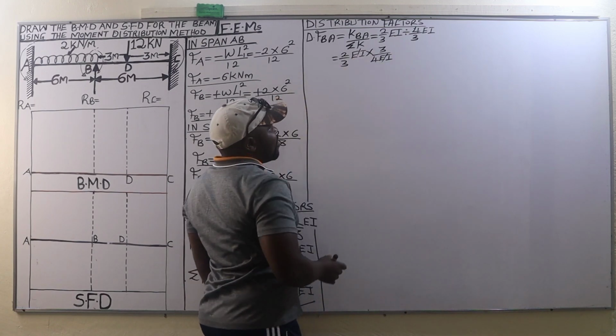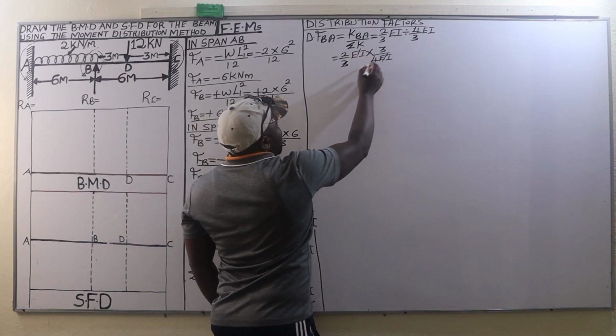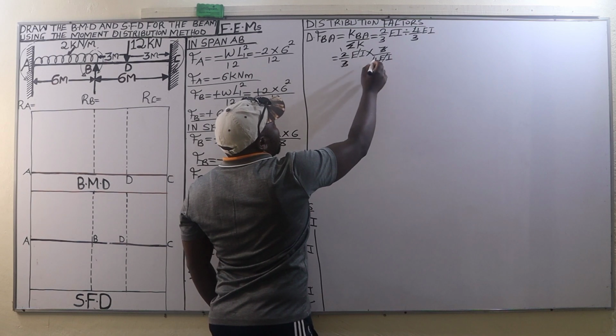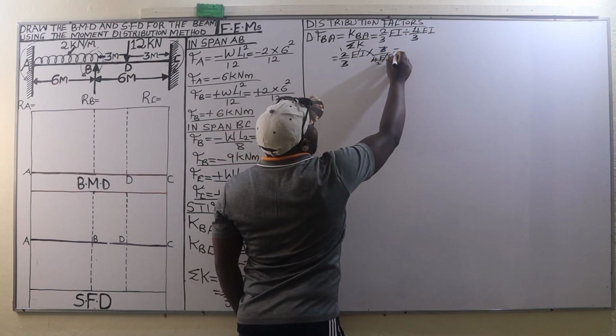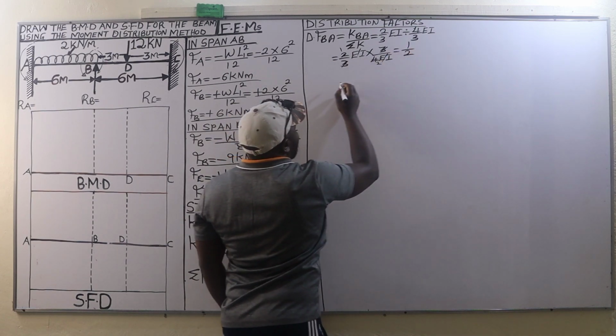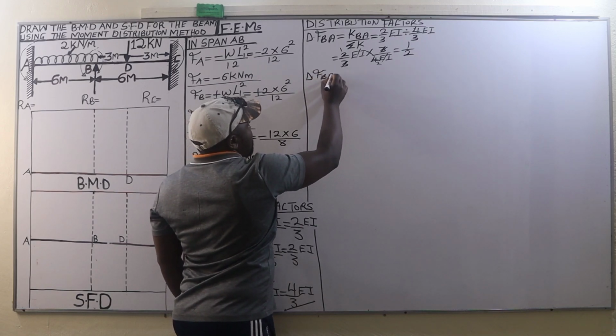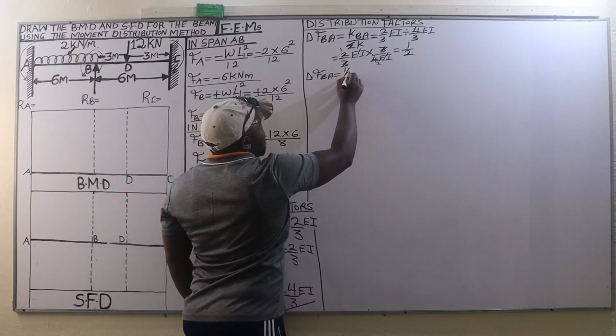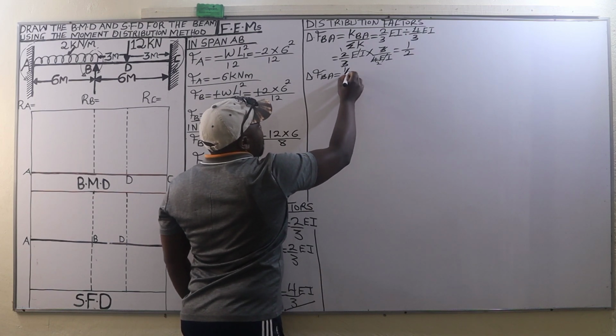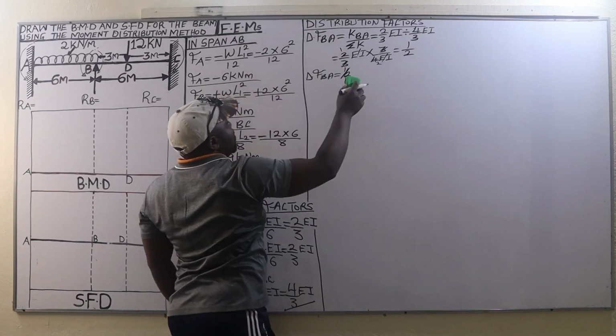The EI's are going to cancel out. The 3's are going to cancel out. By 2, 1, by 2, 2. And that's going to give us a half. Therefore, the distribution factor for member BA is going to be a half, 1 over 2.